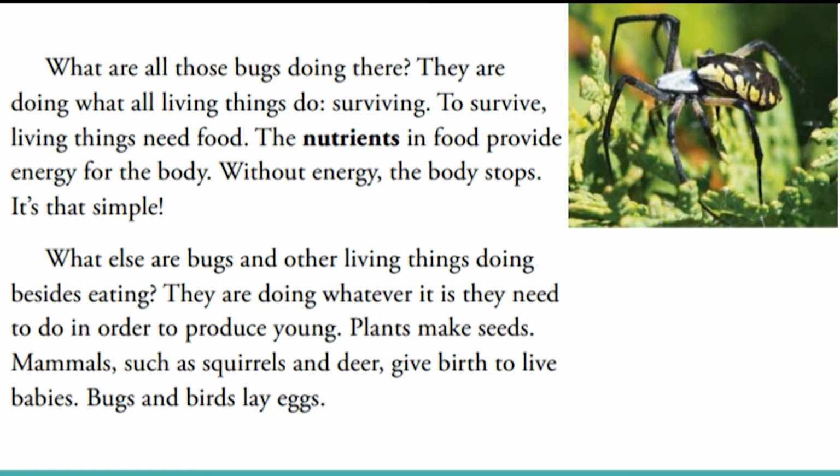They're doing whatever it is they need to do in order to produce young. Plants make seeds. Mammals, such as squirrels and deer, give birth to live babies. Birds and bugs lay eggs. Spiders make egg sacs, like the one in the picture. Or I should say, like the one in this image. When the sac opens, hundreds of tiny baby spiders will run out. Most of them will be eaten by other bugs. Those that survive will grow to be hunters, like their parents.